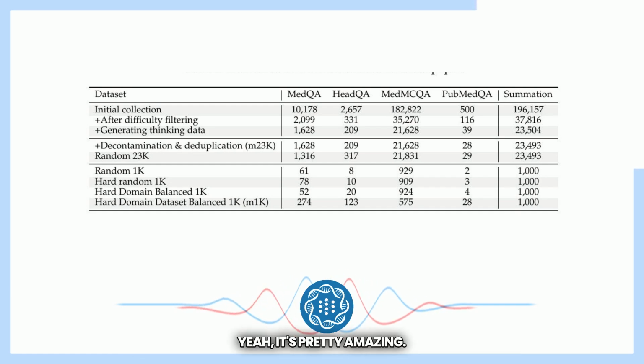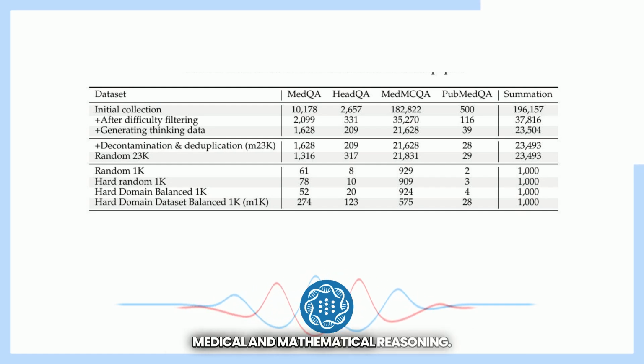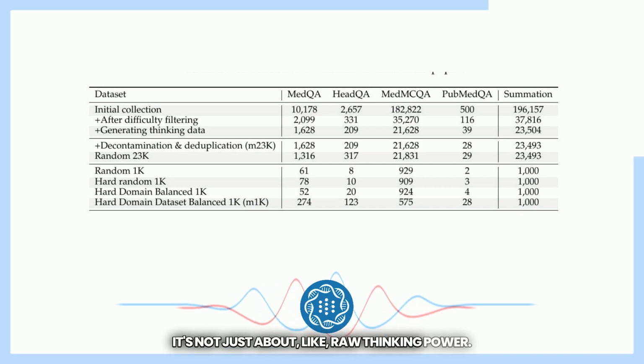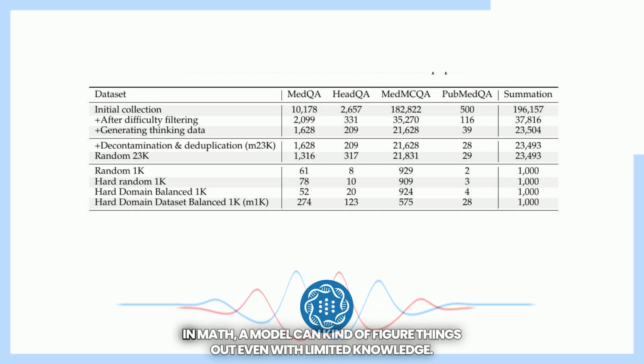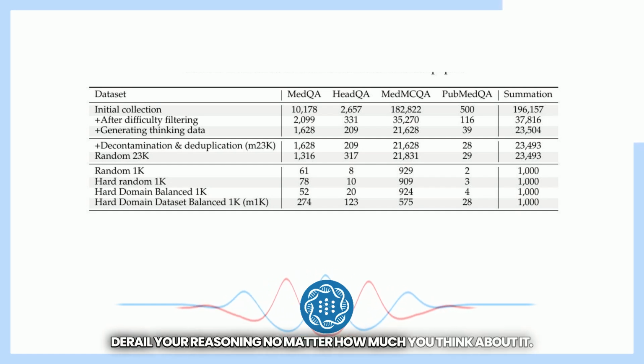It really highlights that difference between medical and mathematical reasoning. Medical reasoning seems way more reliant on having that accurate knowledge. It's not just about raw thinking power. In math, a model can kind of figure things out, even with limited knowledge. But in medicine, if you're missing a key fact, it can completely derail your reasoning, no matter how much you think about it.